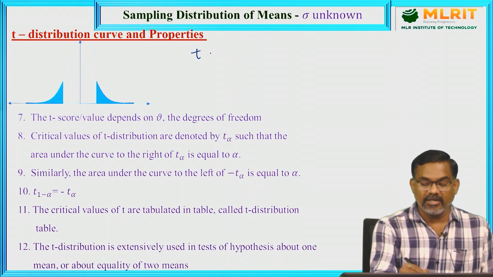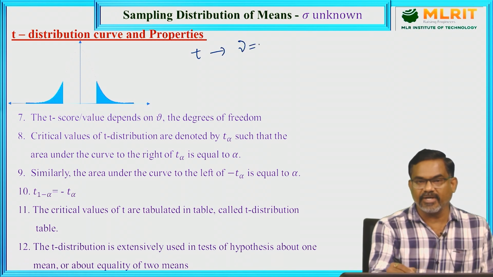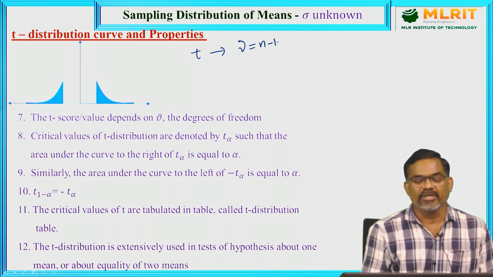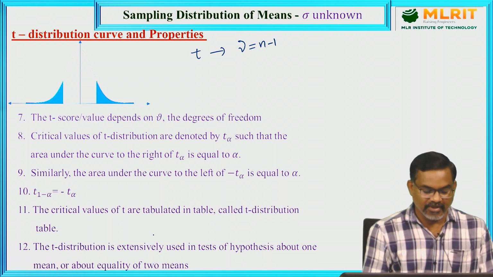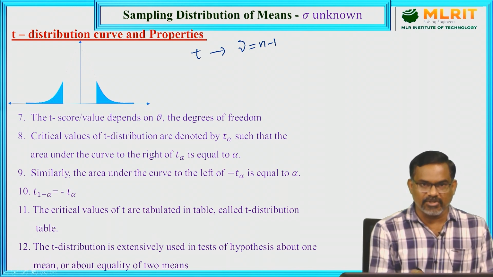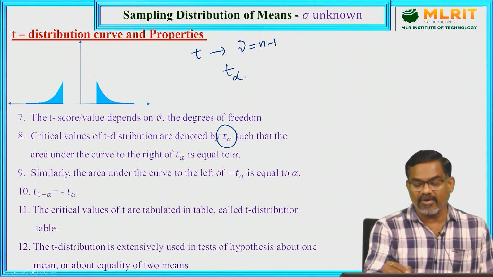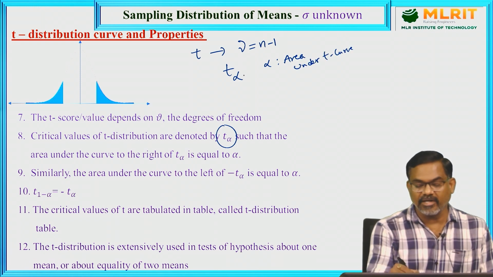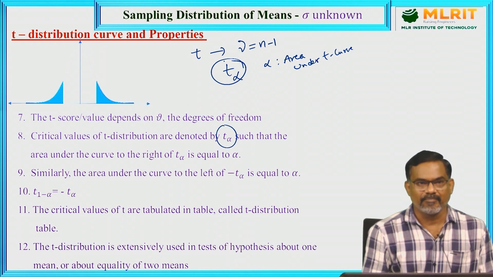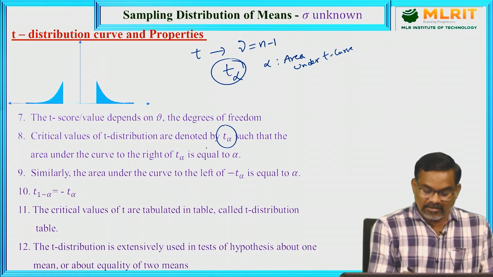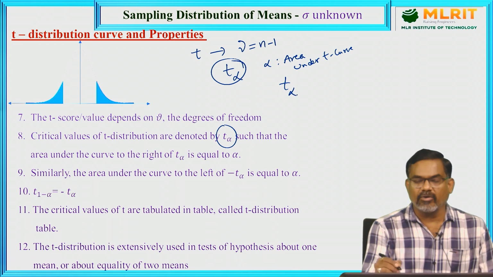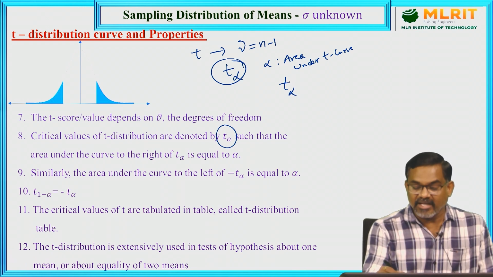The t score or t value depends on the degrees of freedom, given by nu equal to n minus 1. So, n minus 1 degrees of freedom. Critical values of t distribution are denoted by t alpha, where alpha is the area under the t curve. For example, t alpha means the area to the right side of t is equal to alpha.